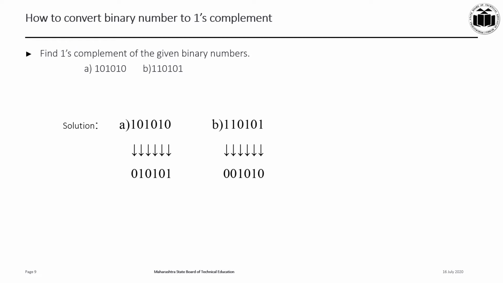Here, see in the example A, 101010. When we are converting it into a ones complement, what we are doing is inverting. We are replacing the 0 by 1 and the 1 by 0. Similarly, in example B, 110101, ones complement becomes 001010.